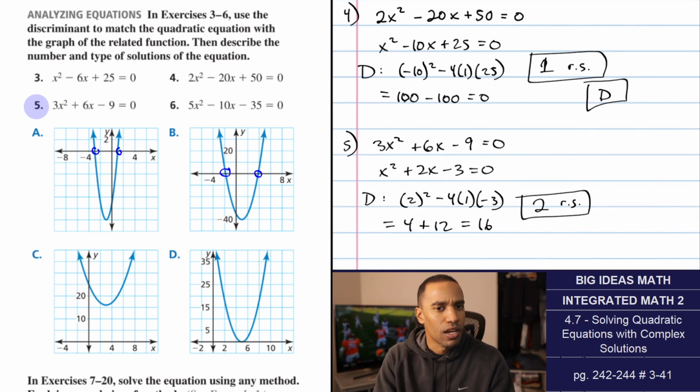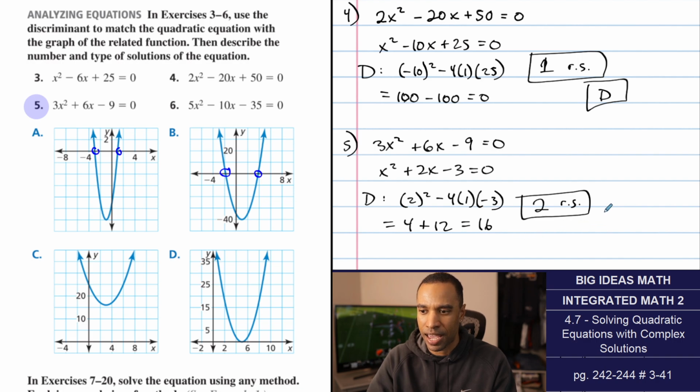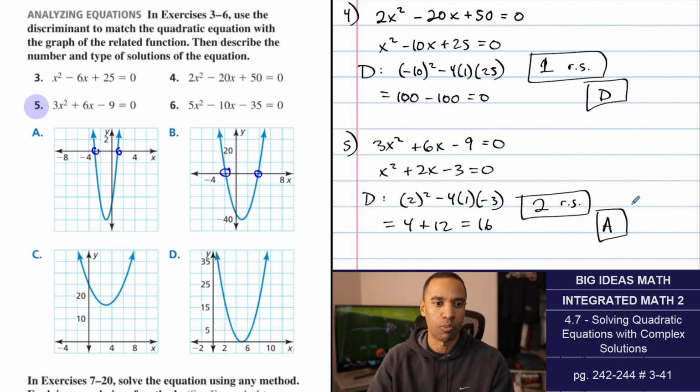But 2 real solutions, again, we don't know which one's which quite yet, unless you did look at the y-intercept of the original being negative 9. That must be this one here. These are going by 2s, negative 2, negative 4, negative 6, negative 8, and negative 9 right there, so it must be A.